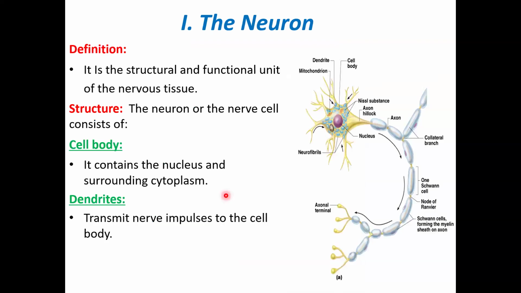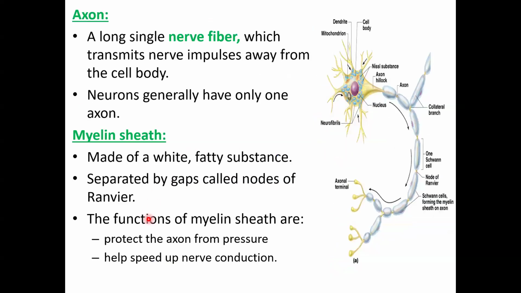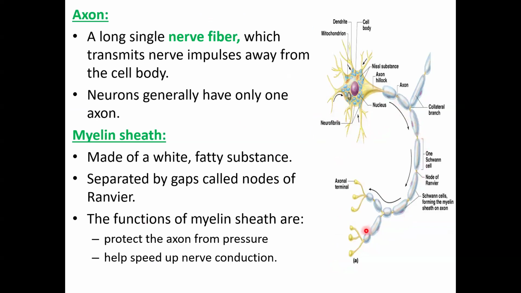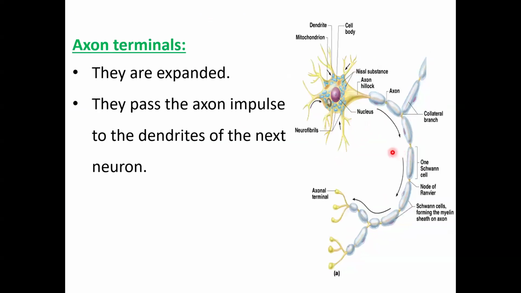The neuron is the structural and functional unit of the nervous tissue. It is formed of the cell body, dendrites, axon, and myelin sheaths. These are the components of the neuron. If you look at this diagram, you will find the cell body, dendrites, axon, and myelin sheaths. We have, finally, the axon terminal.